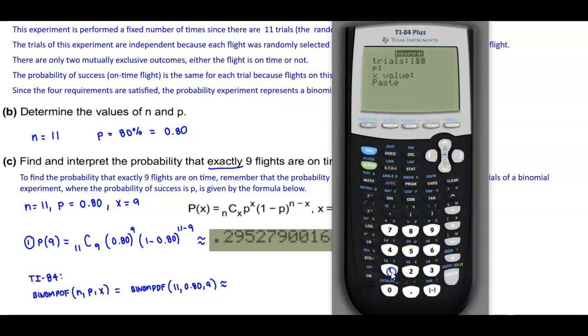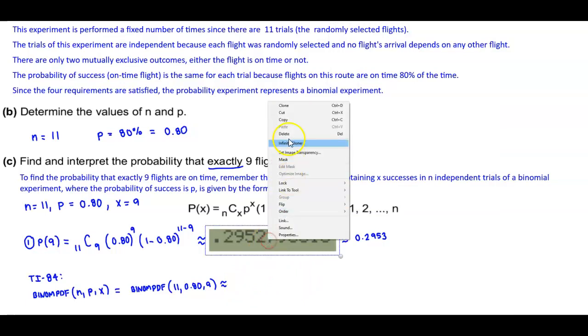The number of trials is 11. We know the probability is 0.80, and the value of X is 9. Then we're going to select paste, then select enter, and you're going to see that we get the same exact result.